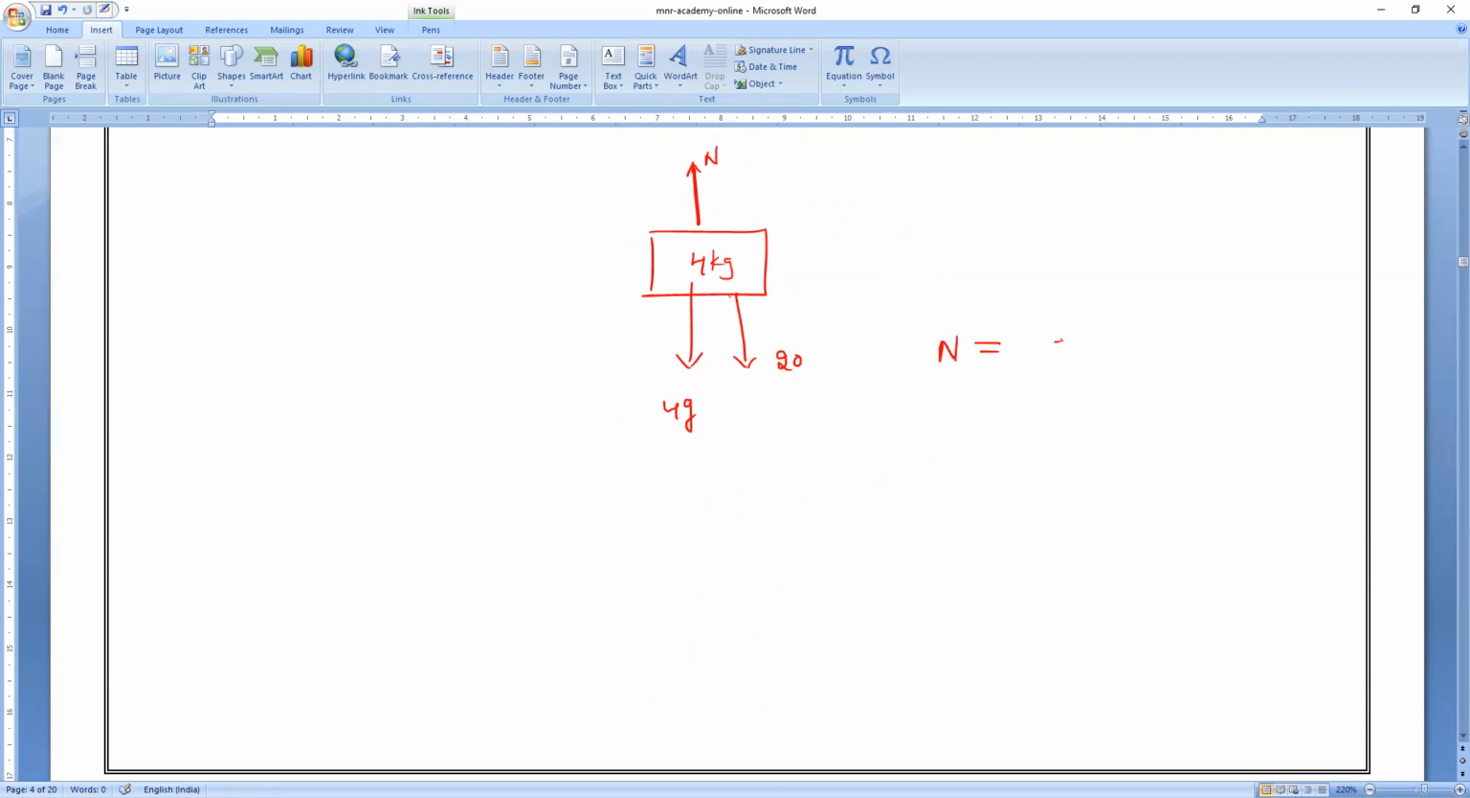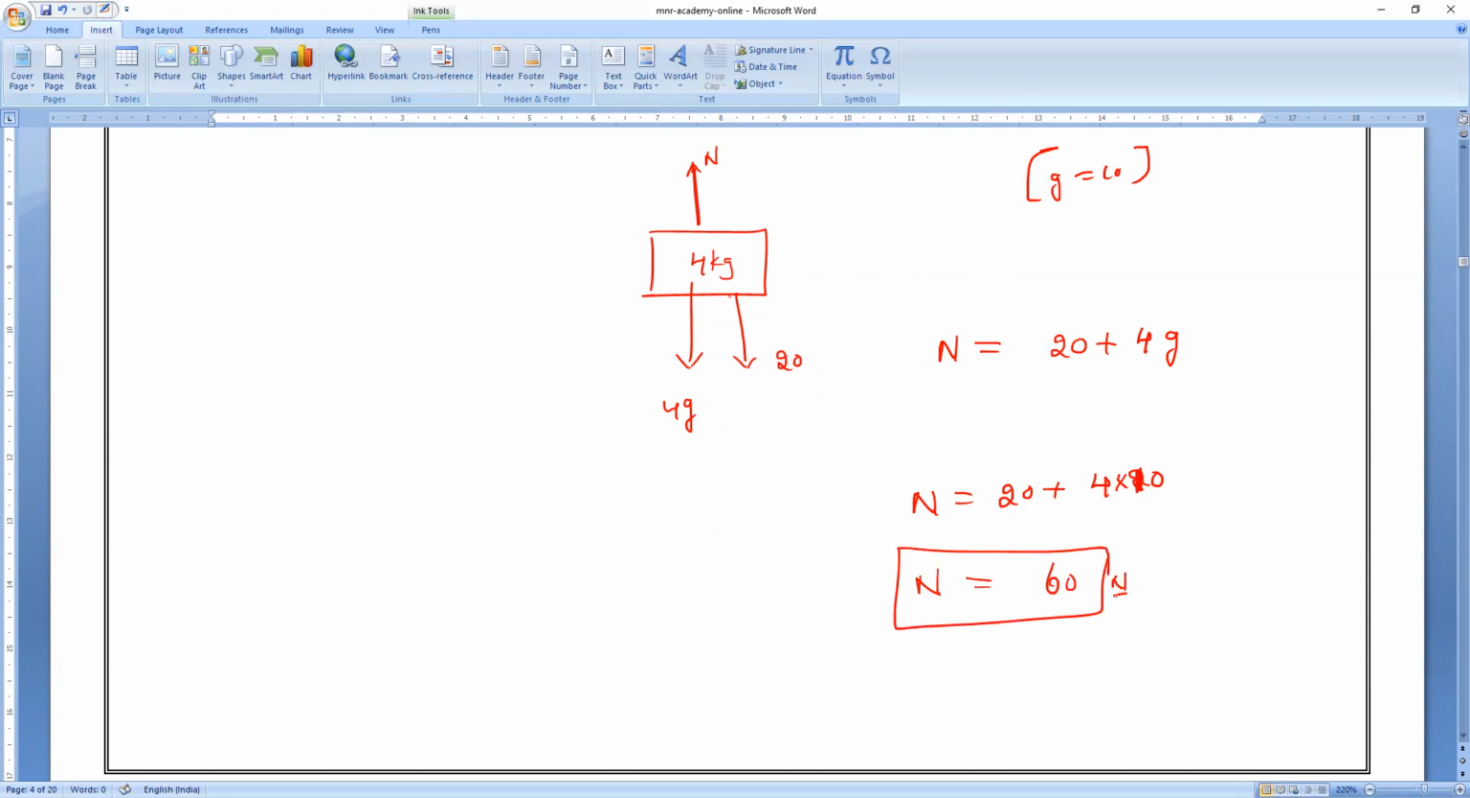So normal equals 20 plus 4G. As we all know, the G value is 10. So normal equals 20 plus 4 into 10, which equals 20 plus 40. So normal equals 60. Next, Fk. The kinetic friction equals coefficient into N. The coefficient is 0.3. N is 60. So which equals how much?